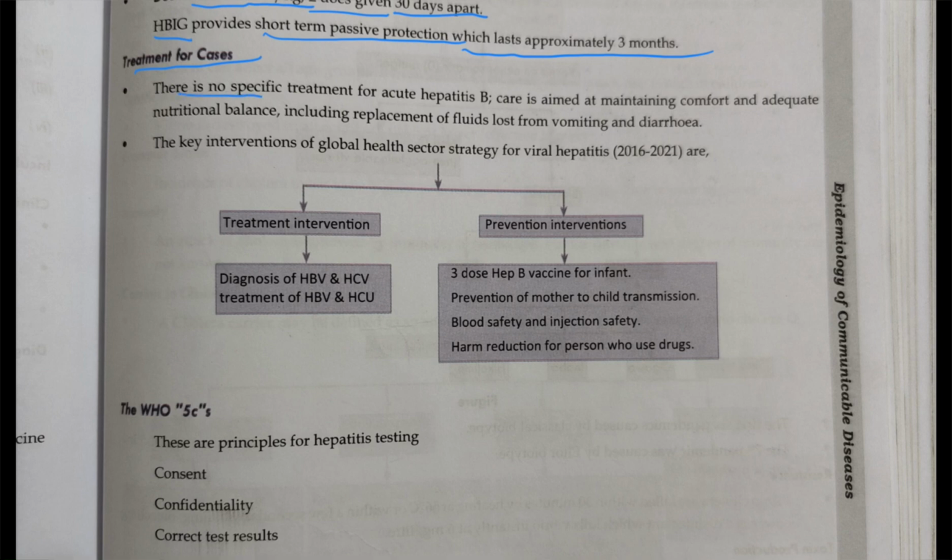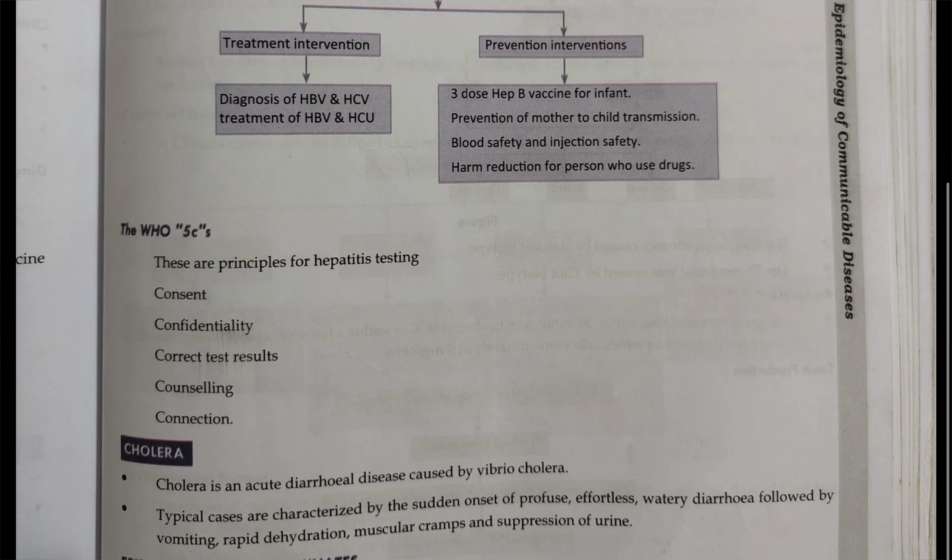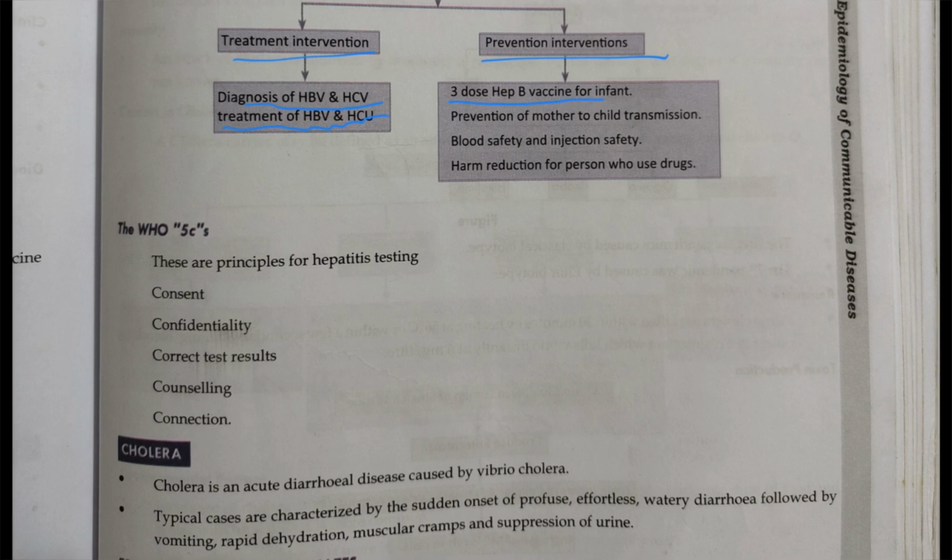Treatment for cases: there is no specific treatment for acute hepatitis B. Care is aimed at maintaining comfort and adequate nutritional balance, including replacement of fluids lost from vomiting and diarrhea. The key interventions of the global health sector strategy for viral hepatitis from 2016 to 2021 are treatment intervention and prevention intervention: diagnosis of HBV and HCV, treatment for HBV and HCV, 3-dose hepatitis B vaccine for infants, prevention of mother to child transmission, blood safety and injection safety, and harm reduction for persons who use drugs.